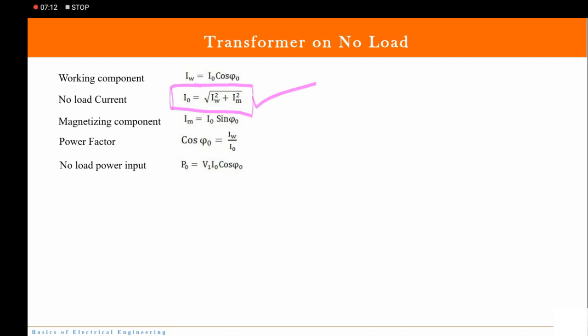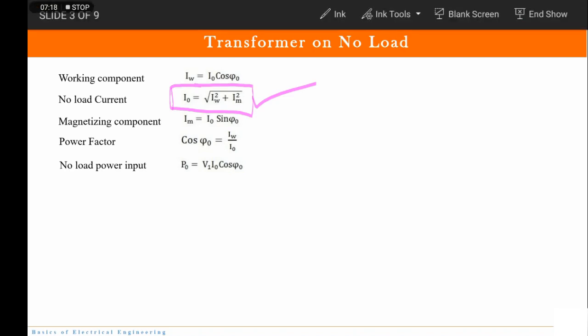And this is the no load power input. Now this no load power input is V1 I0 cos phi 0. This is nothing but the iron loss component.